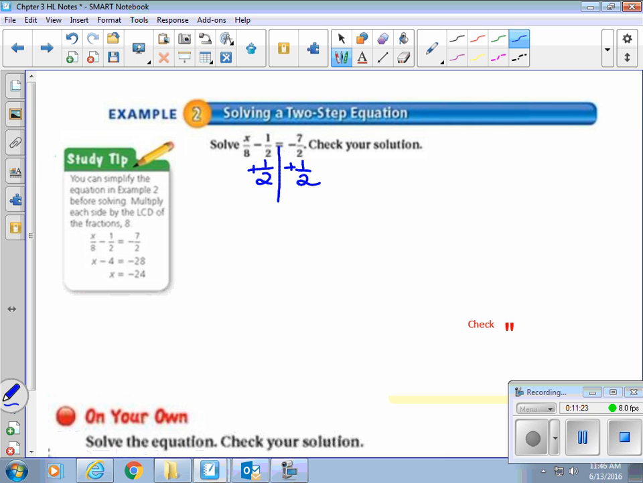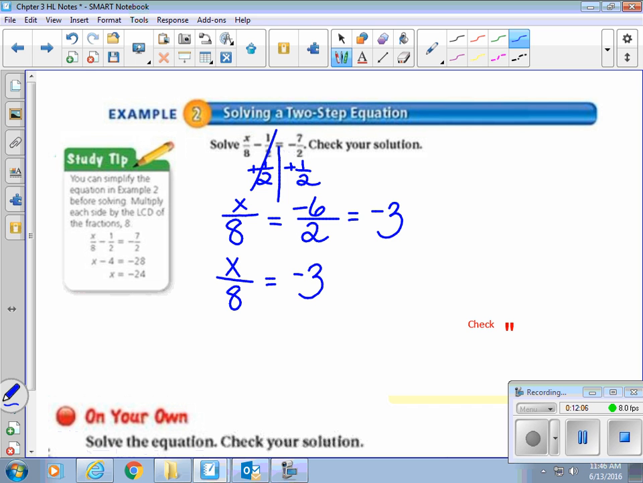Negative 1/2 plus 1/2 cancels out to 0, leaving me with x divided by 8 on this side. And negative 7 over 2 plus 1/2. We can plug that into our calculator, or since they have a common denominator, we're looking at negative 7 plus 1, which would give me a negative 6 over 2, which we could even convert simply like negative 3 if you'd like. So we're looking at x divided by 8 equals negative 3 when we simplify that answer.